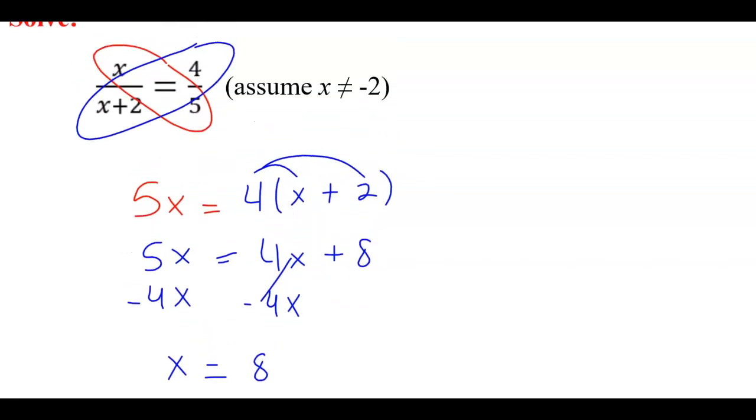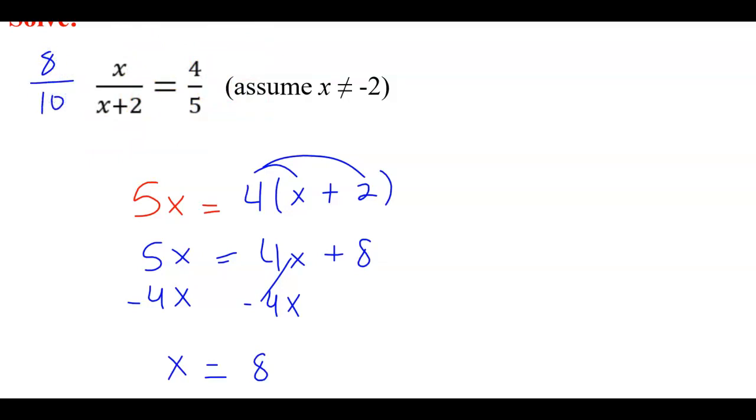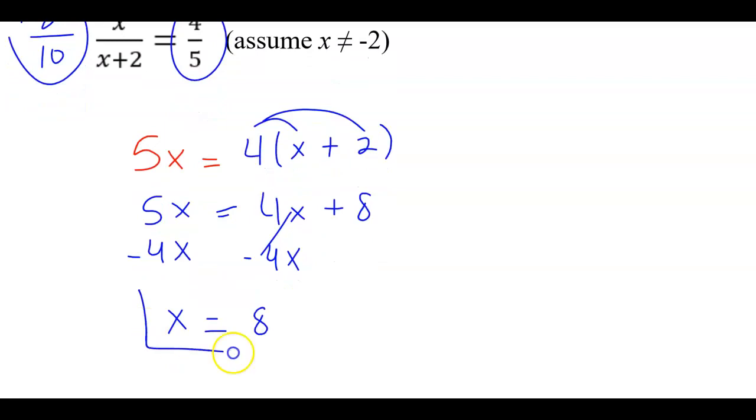And when I plug that back in, if I check my answer here, if I plug in x equals 8, I would get 8 over 8 plus 2, which is 10. And 8/10 is equal to 4/5. That's the exact same decimal. In fact, 8/10 reduces to 4/5 if you divide the numerator and denominator by 2. So we had a good answer there. You can go ahead and circle it. x equals 8.